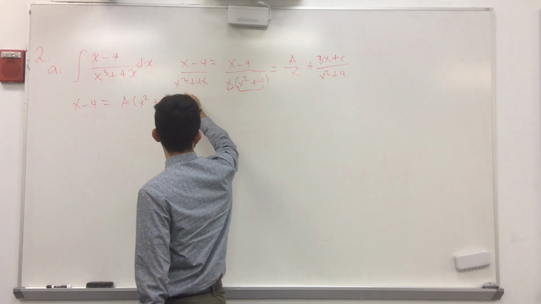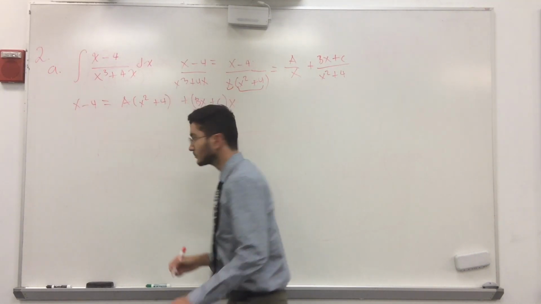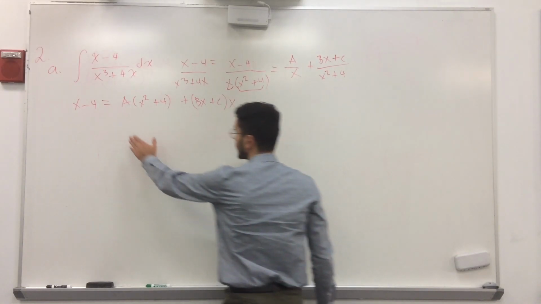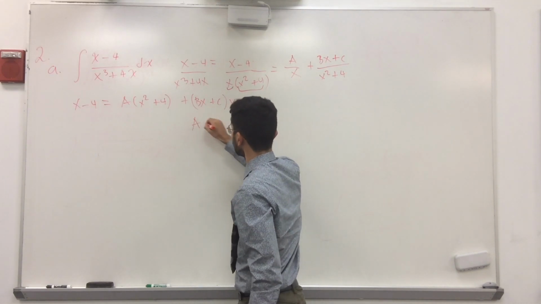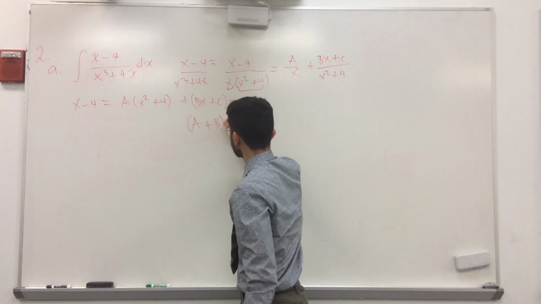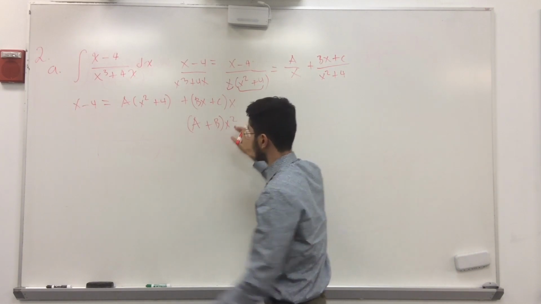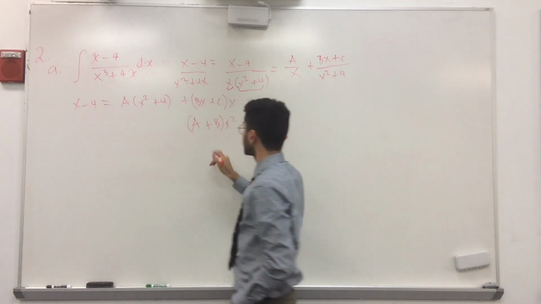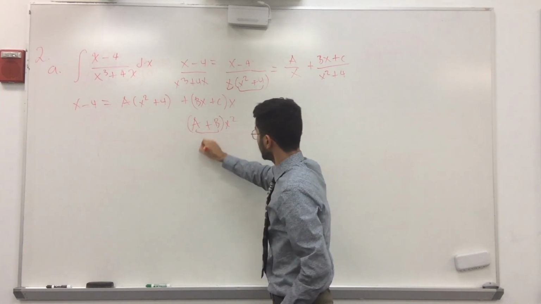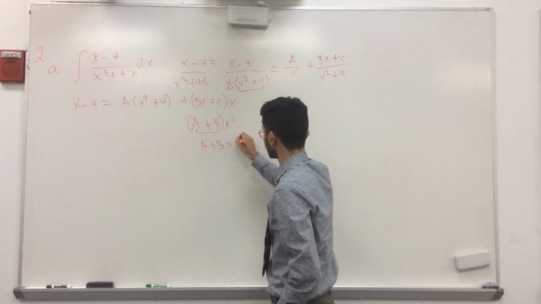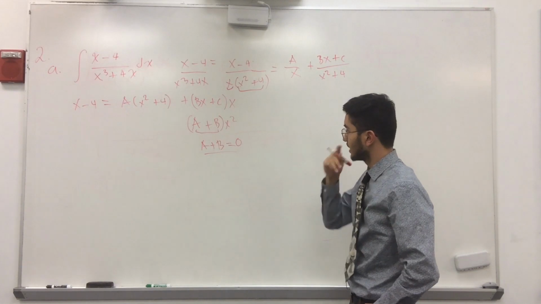And then we have plus bx, plus c, all of that times x. So we're going to factor each term, term by term. So we have that a plus b, all of this times x squared. And if we don't have a square factor over here, we can just say that this is equal to 0. So we have that a plus b is equal to 0. That's our first equation to find the solutions to these three variables.